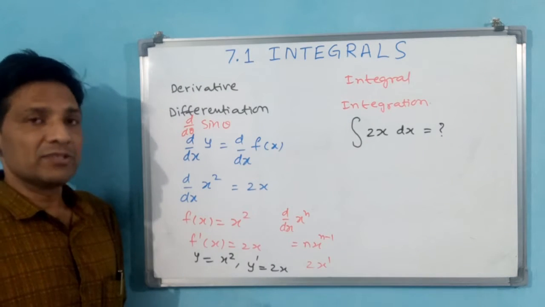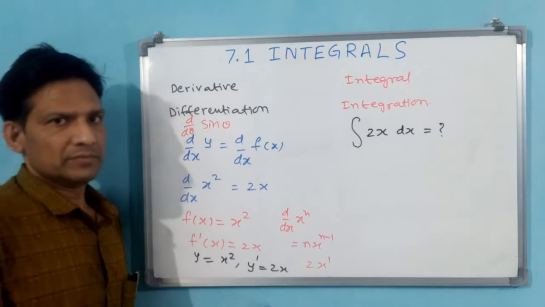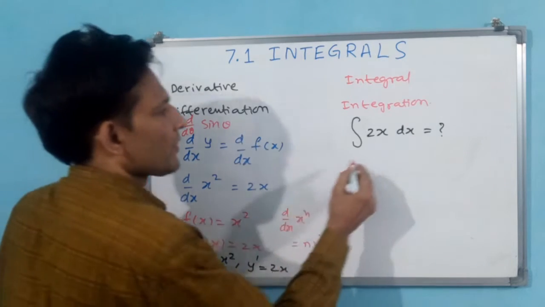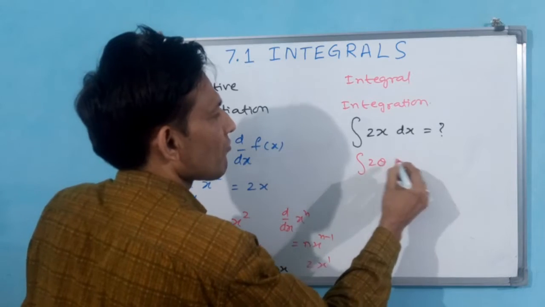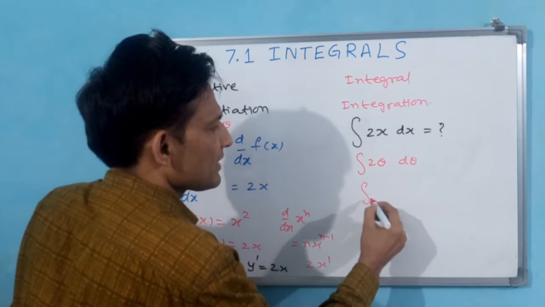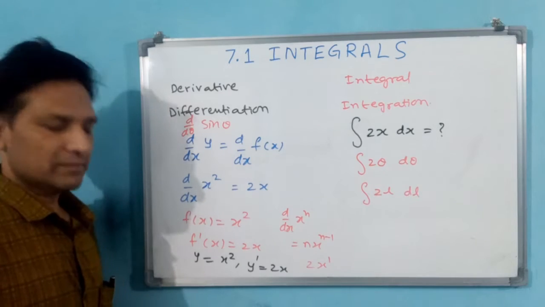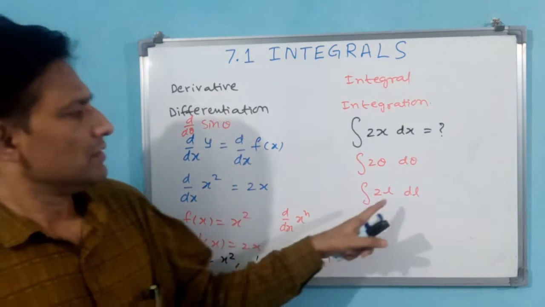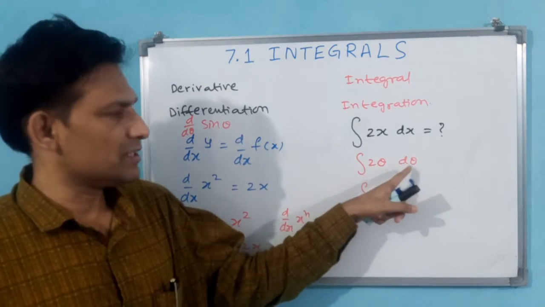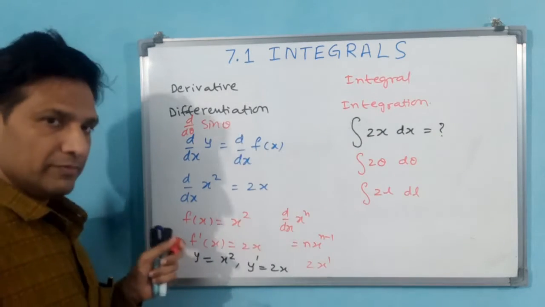Integral 2x dx is equal to how much? Why? Because see here, the integral sign and dx both are a must. If it is not dx, then it may be d theta. If it is not theta, it may be some other thing. Integration of 2 theta with respect to theta. Integration of 2x with respect to x. Okay?